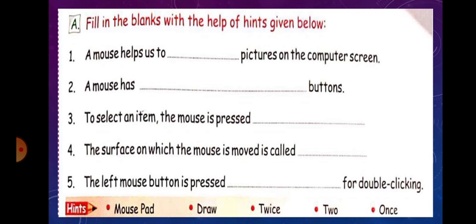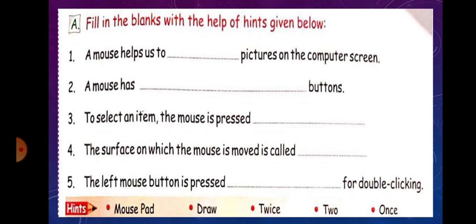A mouse helps us to dash pictures on the computer screen. A mouse helps us to draw pictures on the computer screen. A mouse has dash buttons. A mouse has 2 buttons. To select an item, the mouse is pressed dash. To select an item, the mouse is pressed once.